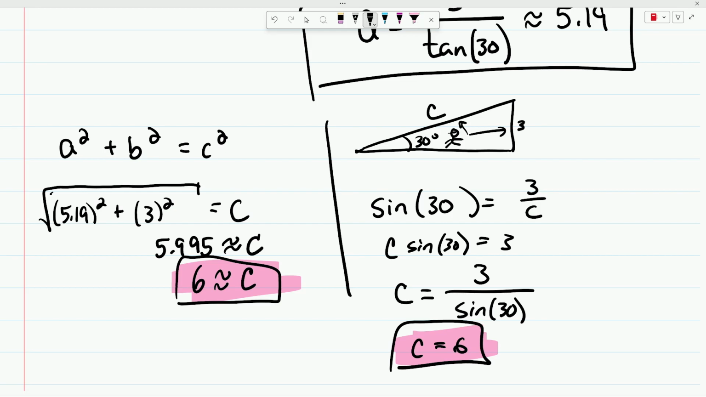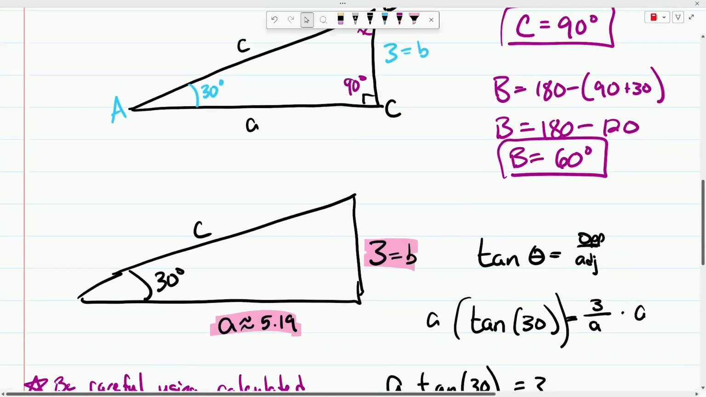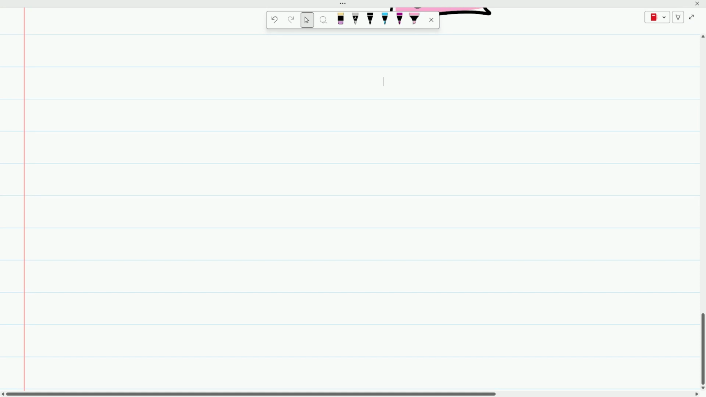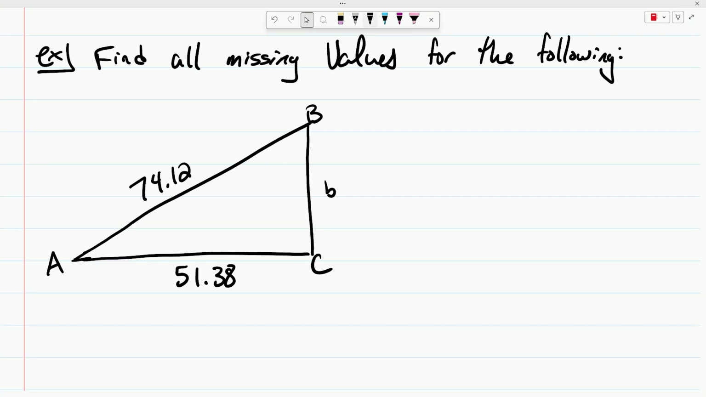Let's do one more example, because in this one I gave you a side and an angle. Actually, I gave you side, angle, angle. For our next example, we're going to find all the missing values for the following. So we don't know any of our angles, A, B, or C, nor do we know lowercase side b. But when you really take a step back and think about it, it's a right triangle. The easiest thing we can find is our right angle. So we know C equals 90 degrees.